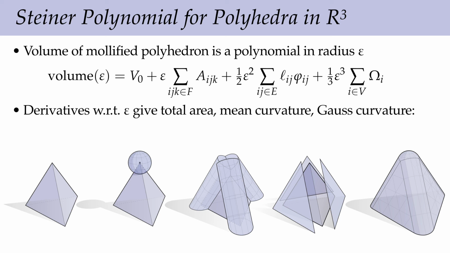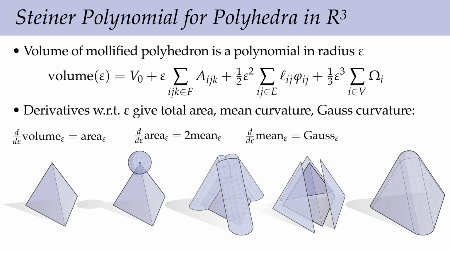So, for instance, if we take the derivative of volume with respect to epsilon, we get the area of the smoothed out surface. If we take the derivative of area with respect to epsilon, we get the mean curvature, actually up to a factor of 2. If we take the derivative of mean curvature, we get the Gauss curvature. And finally, if we take the derivative of the total Gauss curvature with respect to epsilon, we get 0. We get to the end of this sequence.